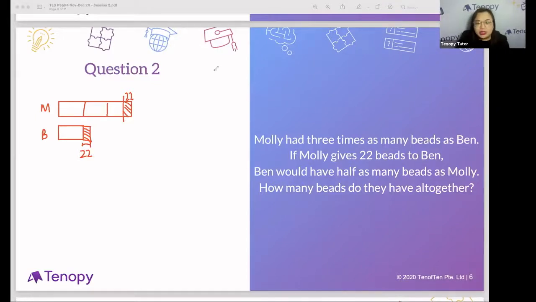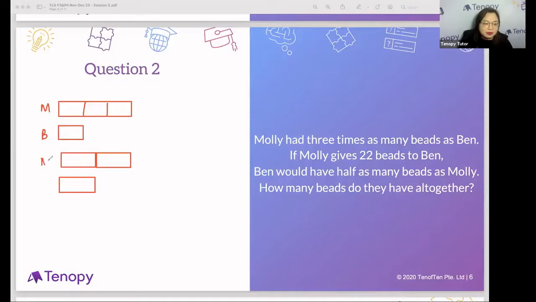Okay, now there are 2 ways of drawing your models. I'm going to show you the 2 separate ways of drawing. So this is the before. You can also draw it in the part where this is the after. Okay, let me draw for you. This is before and after. This is the 22 he received. You realize that this is your initial. Let me use my color.